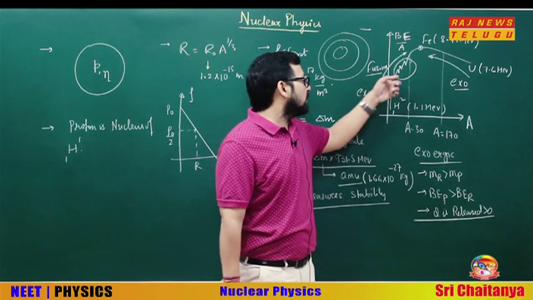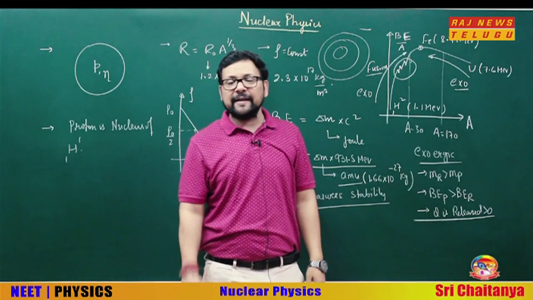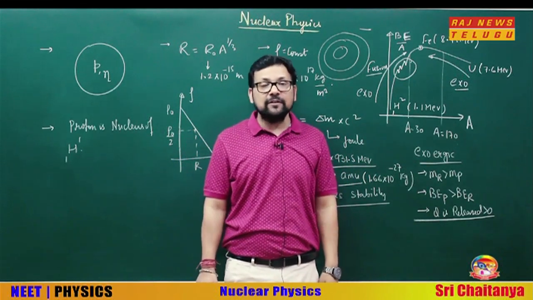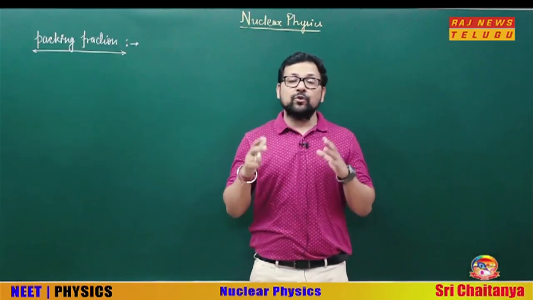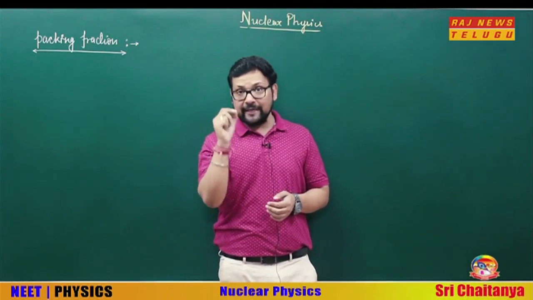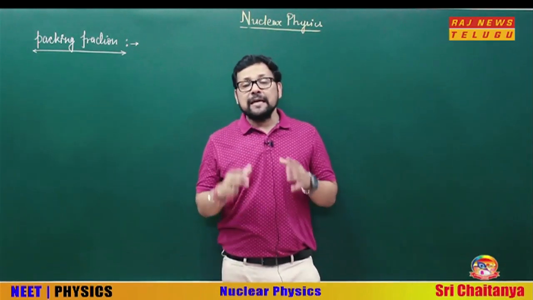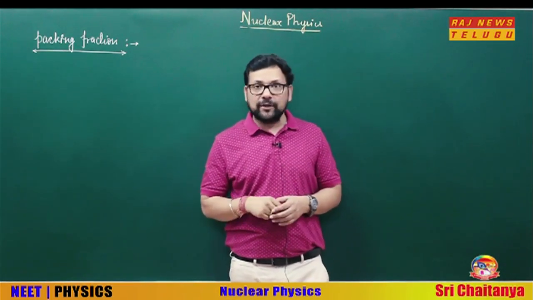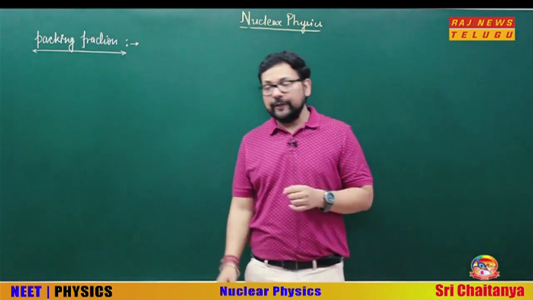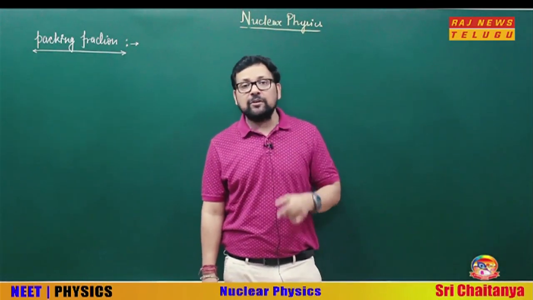So this point was very important. The characteristic maxima and minima is actually indicating towards the nuclear shell structure. After binding energy per nucleon, the information we got from the binding energy per nucleon curve is very, very important for your NEET examination. The next step towards nuclear stability, if you remember, was packing fraction.